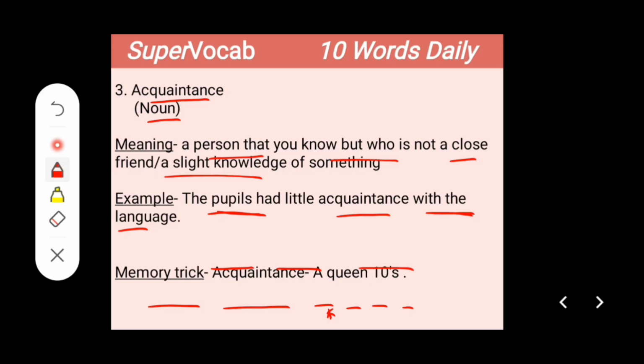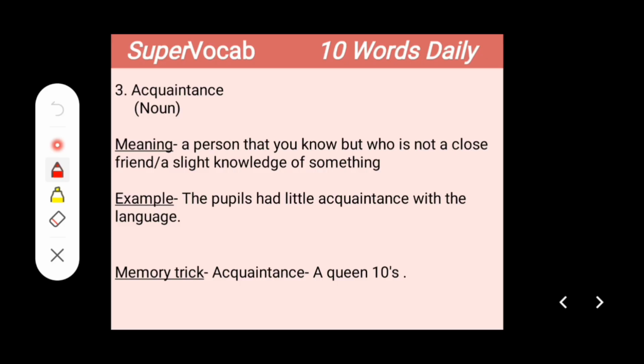Okay, let's move to the next word. So the third word is acquaintance. Acquaintance is a noun. The meaning of acquaintance is a person that you know but who is not a close friend. Okay, and it also means a slight knowledge of something. You can take the example of some celebrities you see on TV or in films. You know them but you are not a close friend of them.